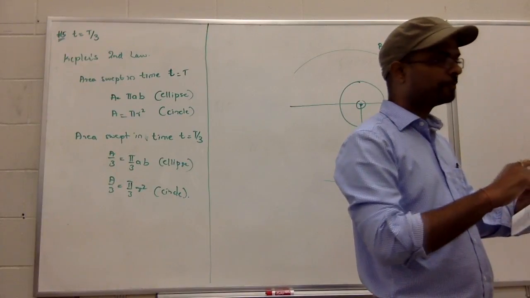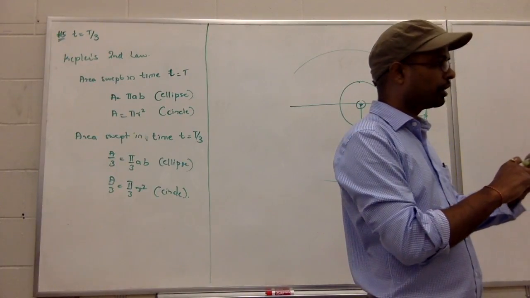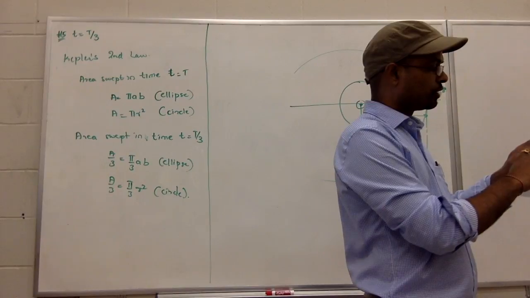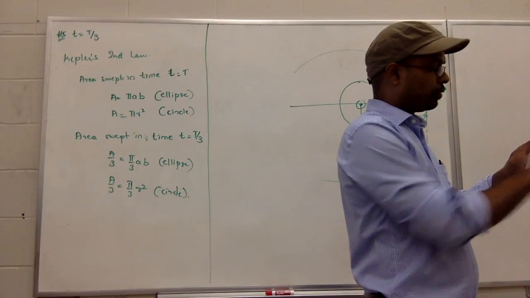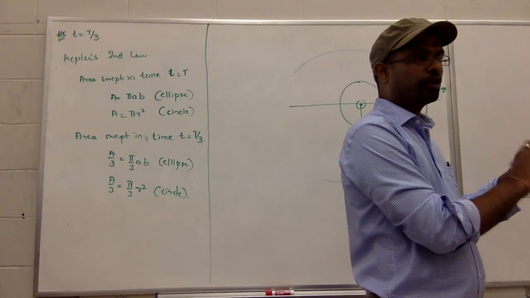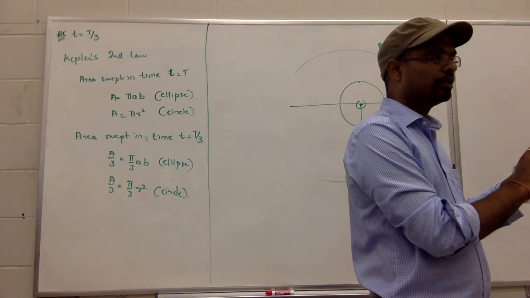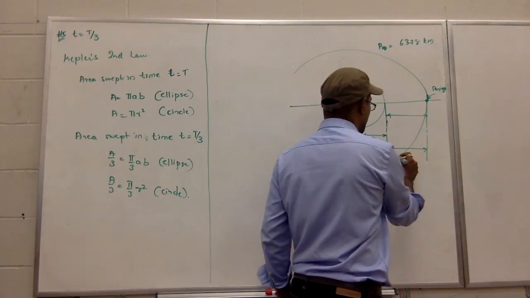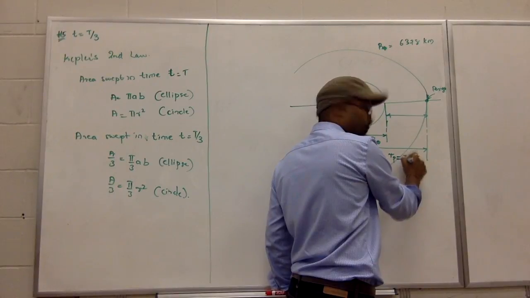It's all formulas, but what I want you to understand is what the 700 kilometers and 7,000 kilometers mean. So here, this distance RT is 7,000.